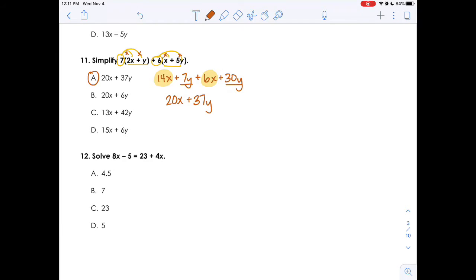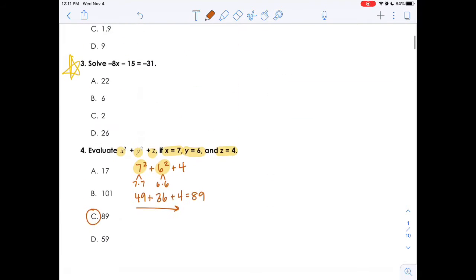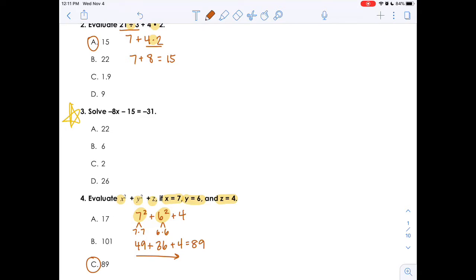In this next video, I'm going to go over the next set of problems involving solving equations. And the first thing I'm going to do is jump back up here to number 3. This is a solving equations problem. It's kind of out of order.